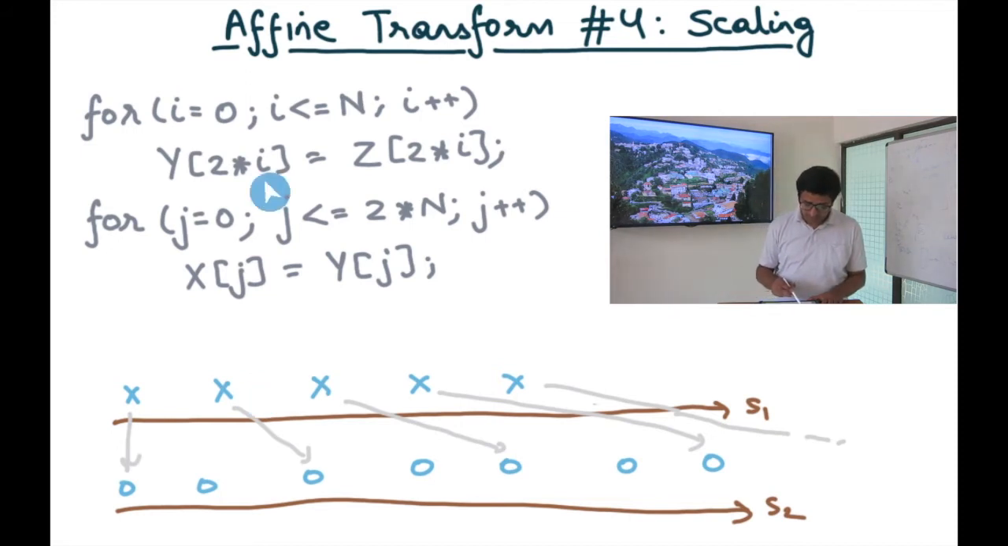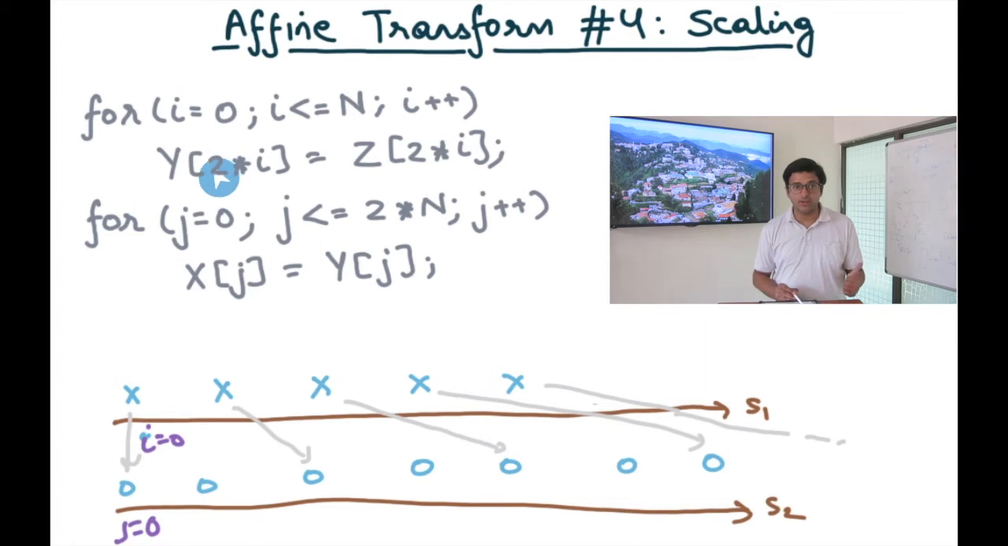Now, when is there a dependency? Whenever y of 2i equals y of j. In other words, whenever 2i equals j. So at i equals 0, we have an edge from i equals 0 to j equals 0. Then we have an edge from i equals 1 to j equals 2, because at i equals 1, I'm accessing y2, and I'm accessing y2 at j equals 2. Similarly, I have an edge from i equals 2 to j equals 4, and so on.